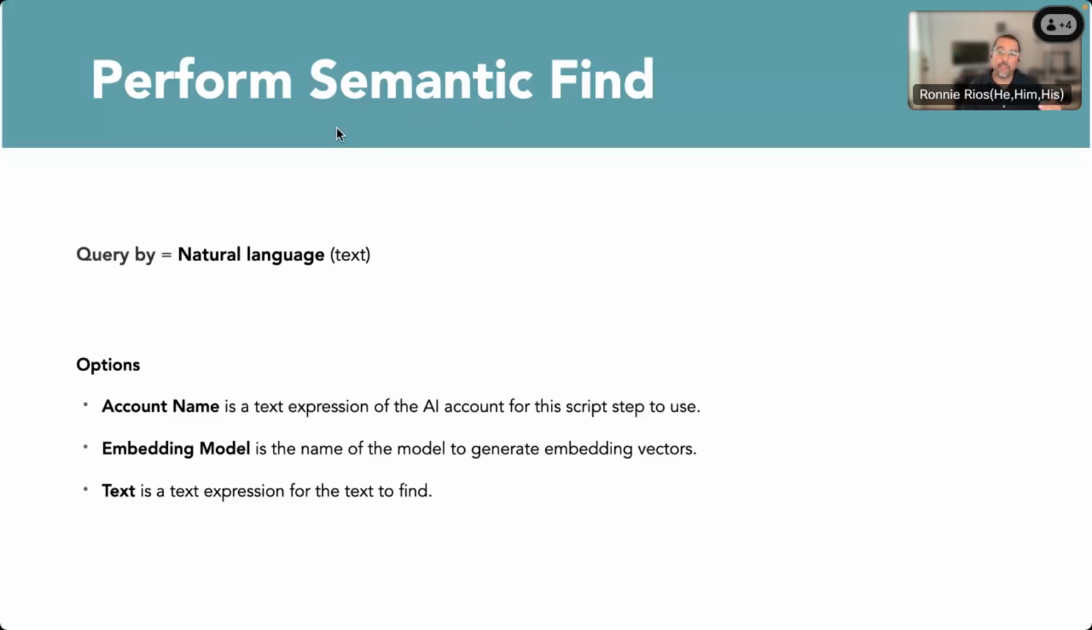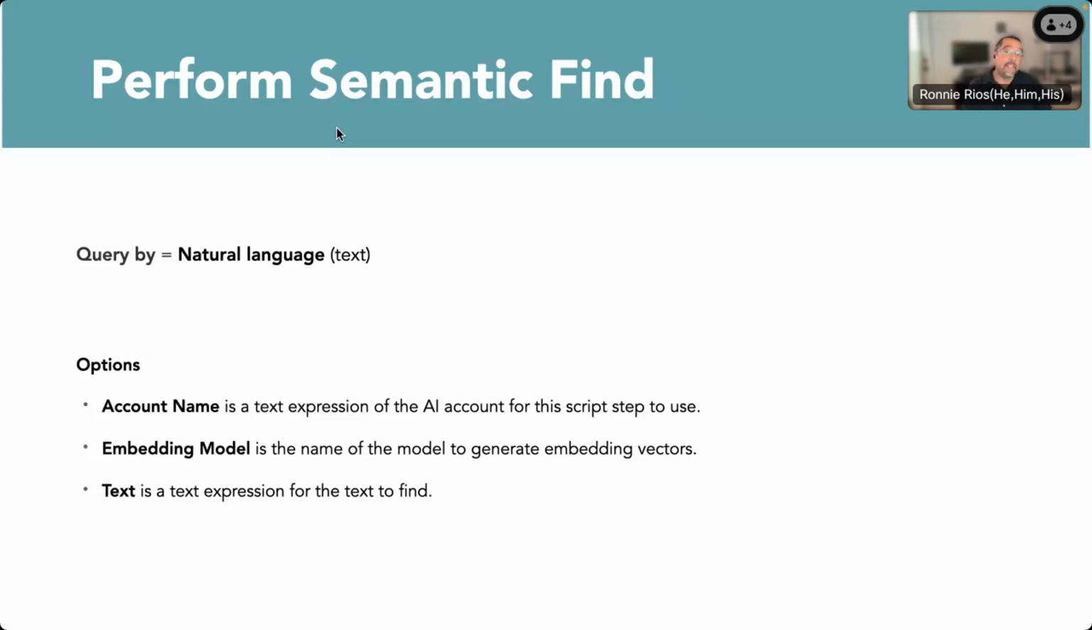When you choose that, you'll get additional options that show up: account name, embedding model, and then the text. You'll see a similar theme coming on here. So what happens behind the scenes is whatever text gets provided here will be converted into a vector embedding. How? We'll use the account name for the account that you used for the configure AI account, and whichever embedding model you want to use to create that.